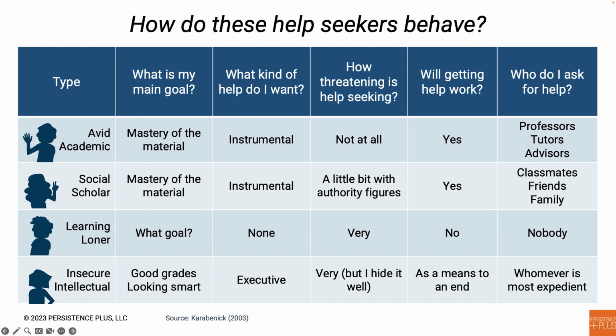The last type of student is very interesting because they are also greatly threatened by help seeking, but through years of being in the educational system, they've developed a way to deal with that and keep going along, even though ultimately the research shows us they tend to struggle in the end. This is the insecure intellectual. Their main goal is often to get a good grade for the sake of the reward, for the idea that getting A's is what you're supposed to do. And they want to look smart, but they don't necessarily care so much about deeply learning the material.